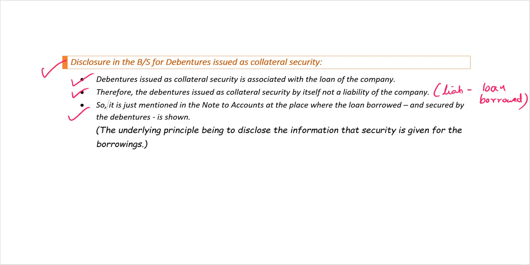So, it is just mentioned in the notes to accounts at the place where the loan borrowed and secured by the debentures is shown. So, the underlying principle is that information that the security is given for the borrowings or the loan borrowed has to be mentioned and disclosed.